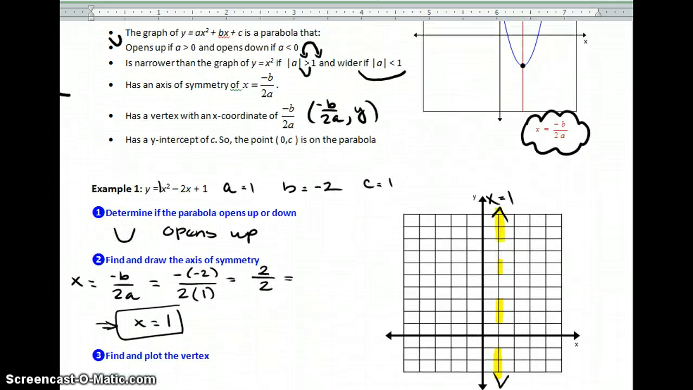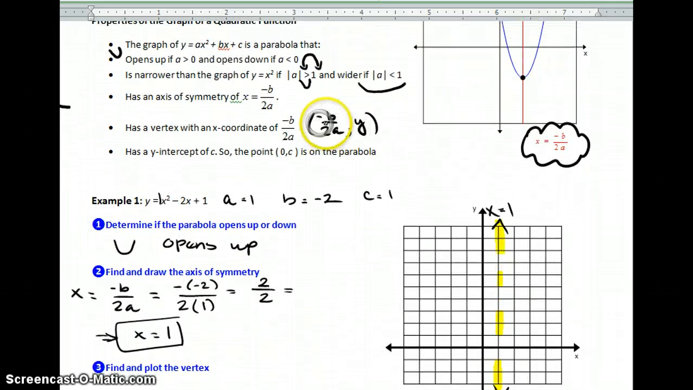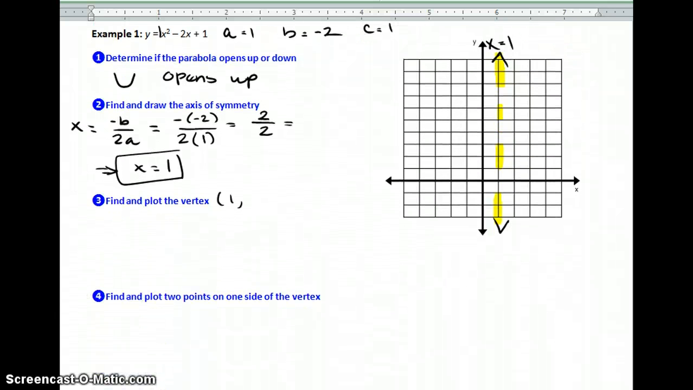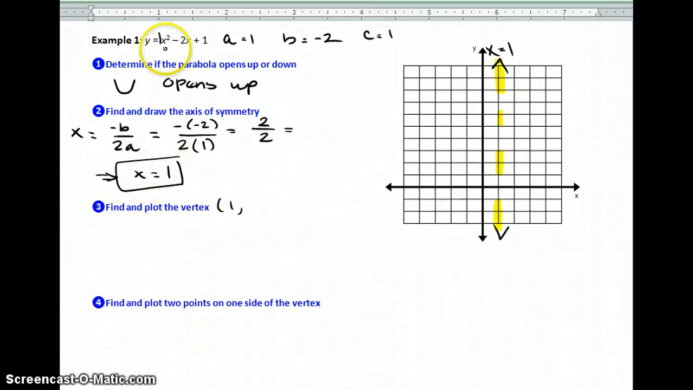So remember here, we have the x part of the vertex. The x part of the vertex is 1. I need the y part. How do I get it? Well, you go back to your original equation, y is equal to x squared, so 1 squared, minus 2x, which is 1, plugging directly in here, plus 1.